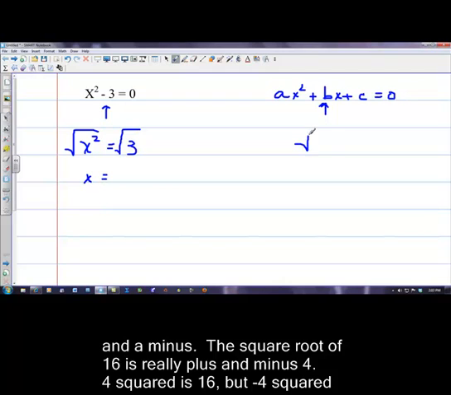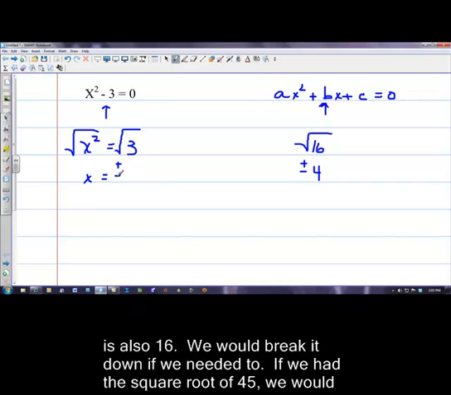For instance, the square root of 16 is not just 4, it's really plus and minus 4 because 4 squared is 16, but negative 4 squared is also 16. So when we have one of these, we have to put this notation beside our answer. And if it was something that we could break down, we would break it down.